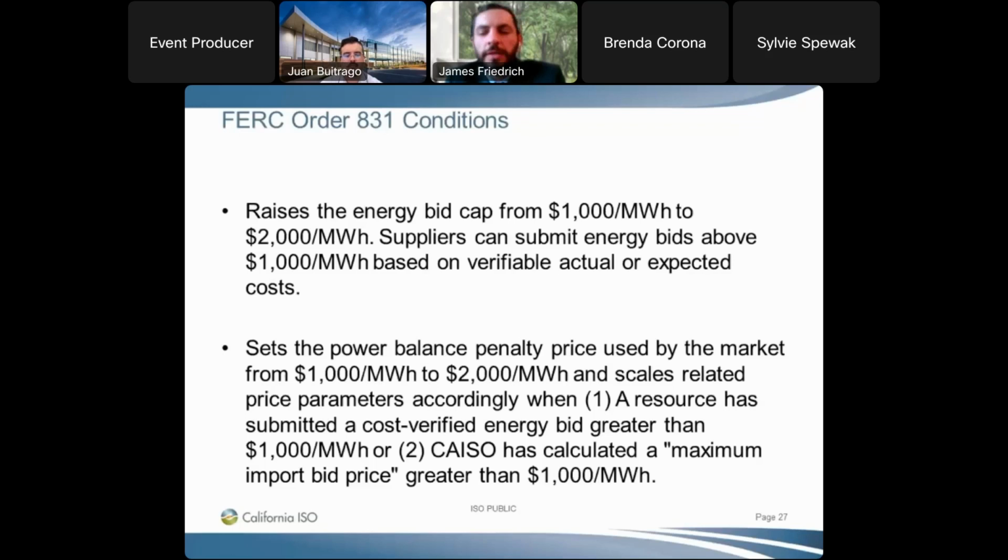So I would hope that a holistic look at this, the interaction between 831 and true good scarcity pricing, would be in scope for this.